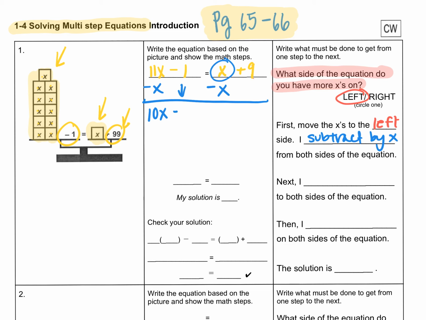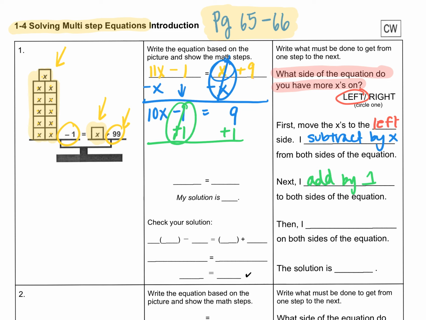I'm going to bring down the minus 1. x minus x is 0. And then I bring down the positive 9. What I notice that I have here now is x is multiplied by 10 and subtracted by 1. So next I'm going to add 1 on both sides of the equation. Plus 1 on the left, plus 1 on the right.